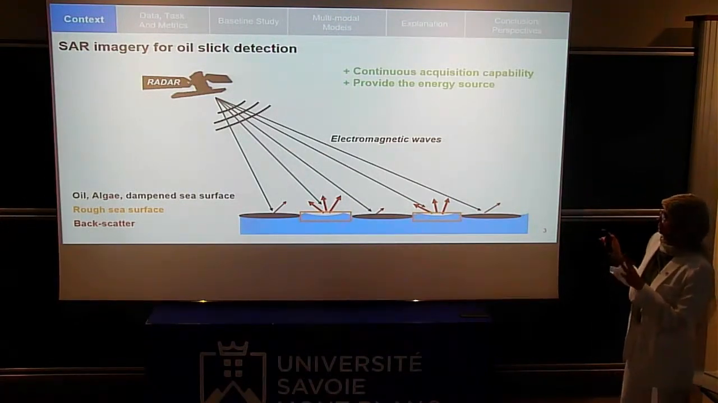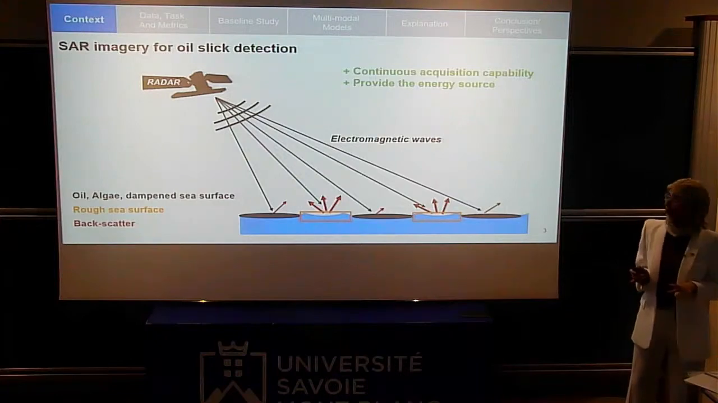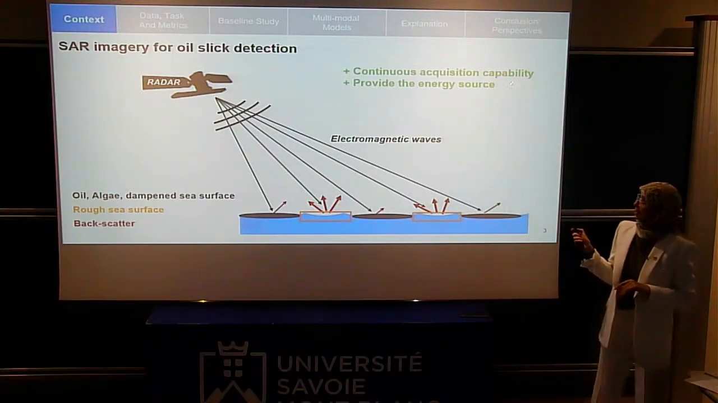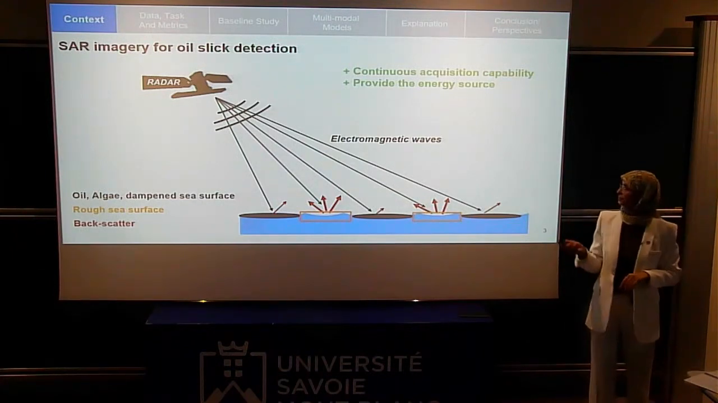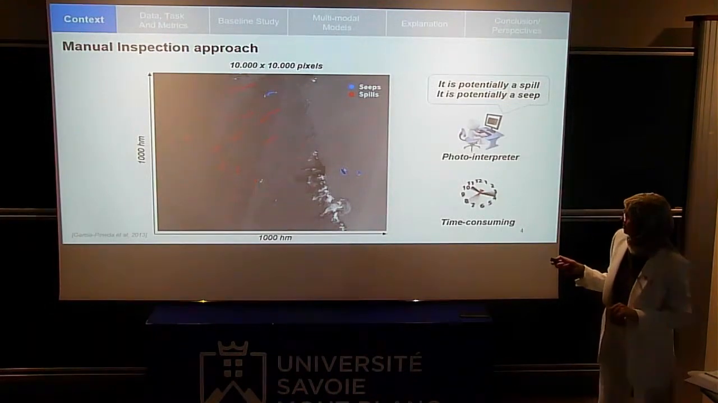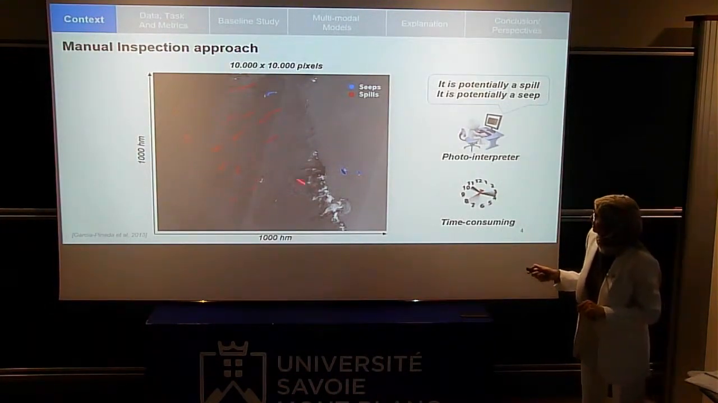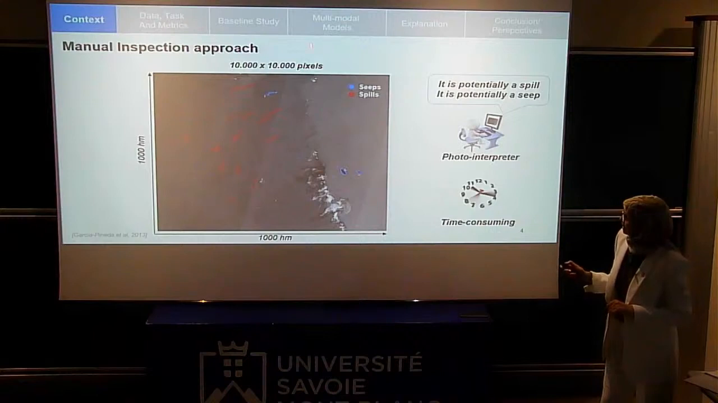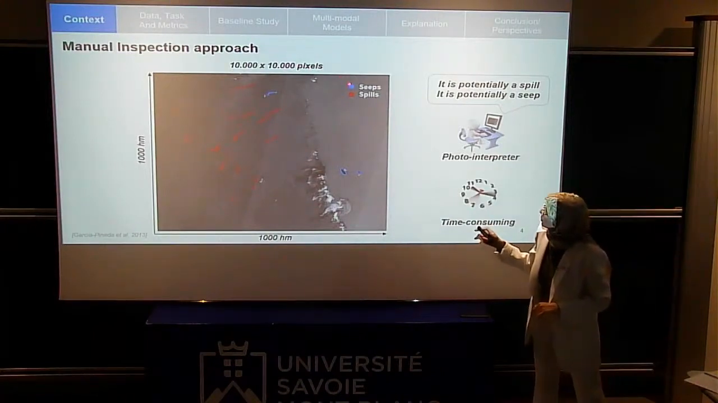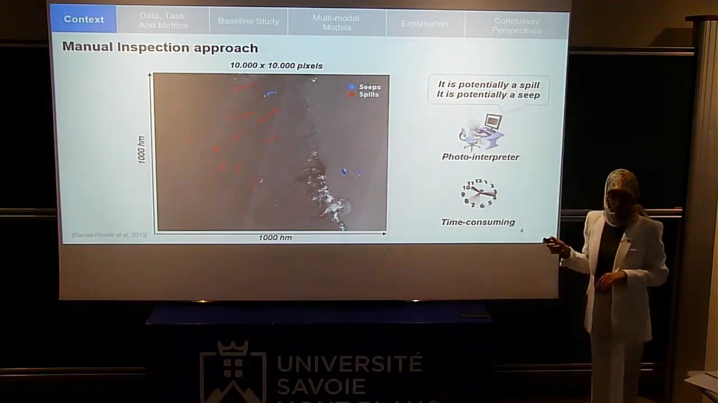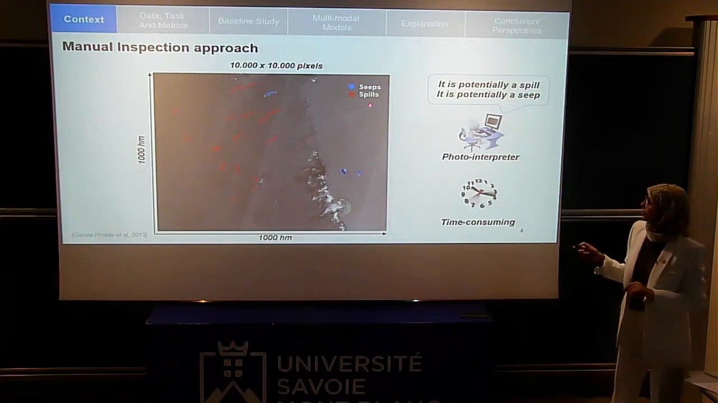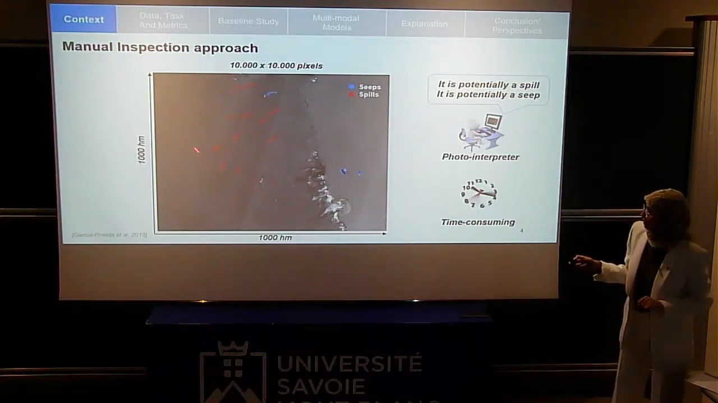This category of sensor is the most interesting in the case of oil slick detection, as it can provide continuous acquisition and it has its own energy. Let's see a real SAR image. This is an image of Sentinel-1. It has 10,000 by 10,000 pixels. We can see several phenomena on the image. The patches highlighted in blue and red are oil slicks. The ones highlighted in blue are the natural ones. The ones highlighted in red are the anthropogenic ones.